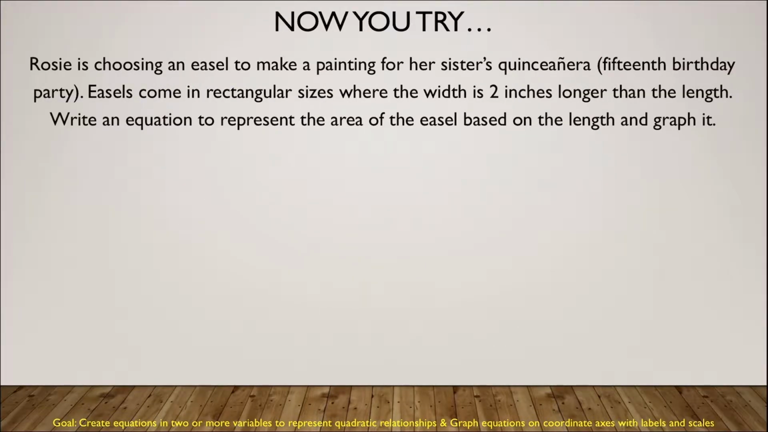Rosie is choosing an easel to make a painting for her sister's quinceañera, which is the 15th birthday party. Easels come in rectangular sizes where the width is 2 inches longer than the length. Write an equation to represent the area of the easel based on the length and graph it.